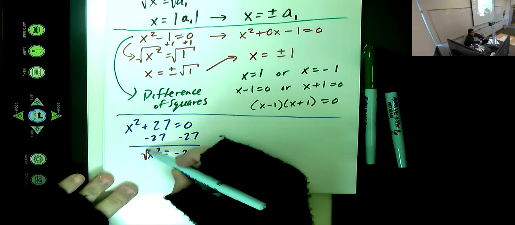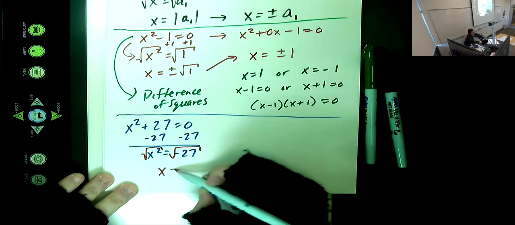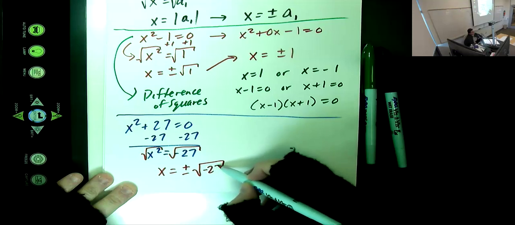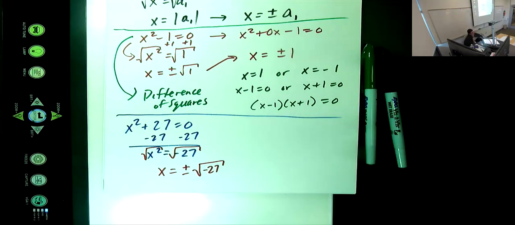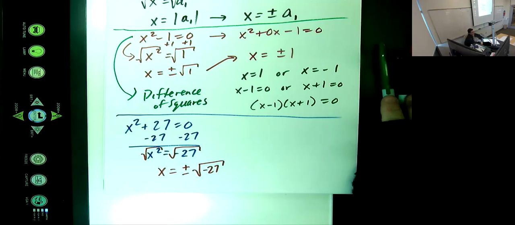Now if I take the square root of both sides, I get x equals plus or minus the square root of -27. Which is not our final answer, because we want it in simplified form. And there are a couple of things that need to be simplified here.